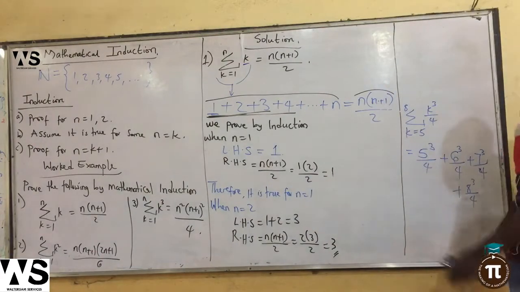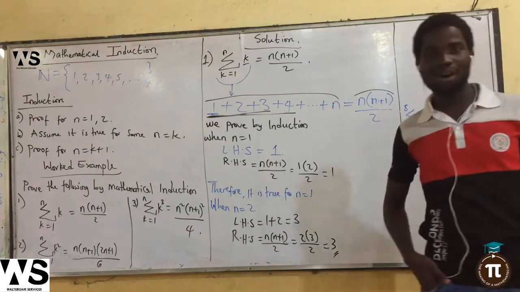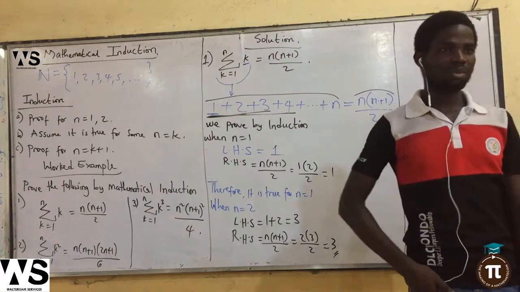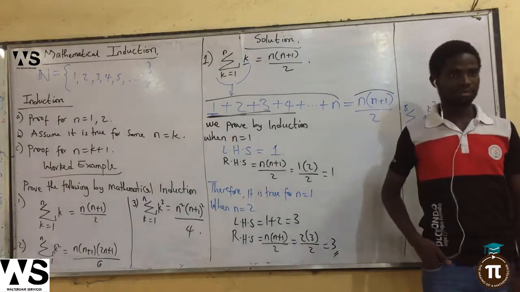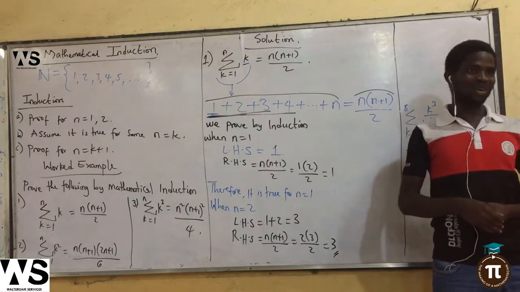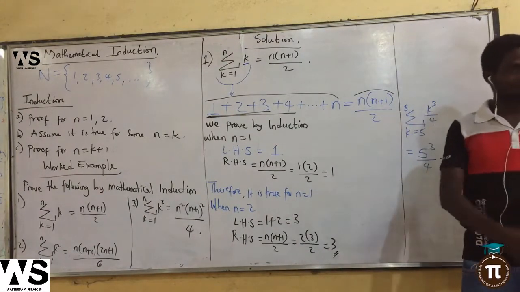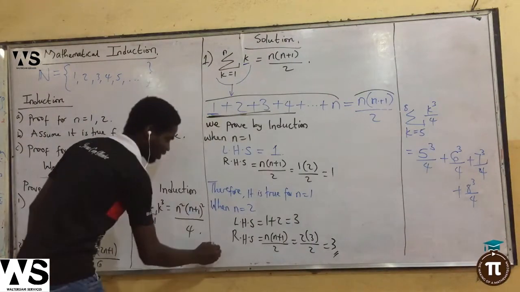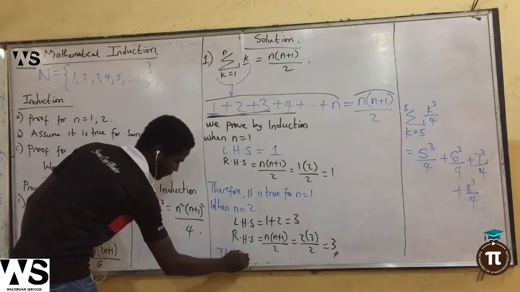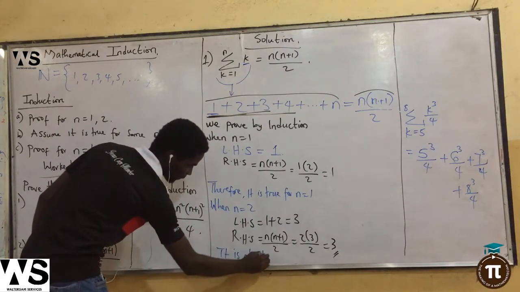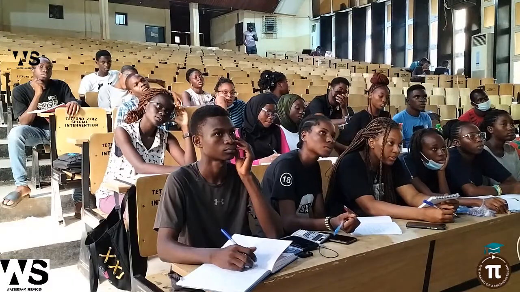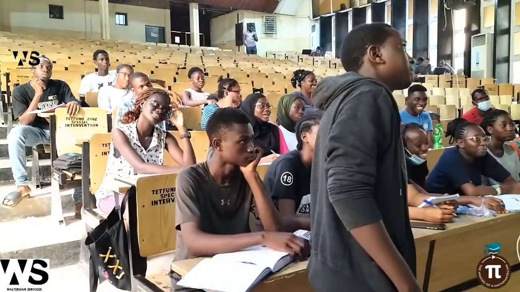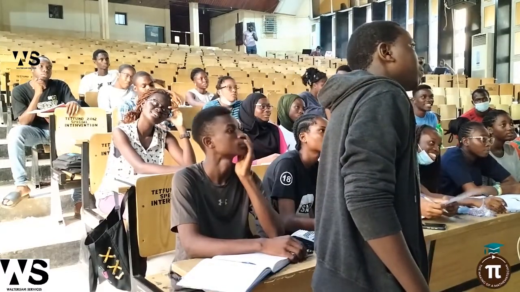n is equal to 3. What happened again? Is it now false? It is true for n equal to 3. It is also true for n equal to 4. I am done with the base step, or base case. Do you understand?